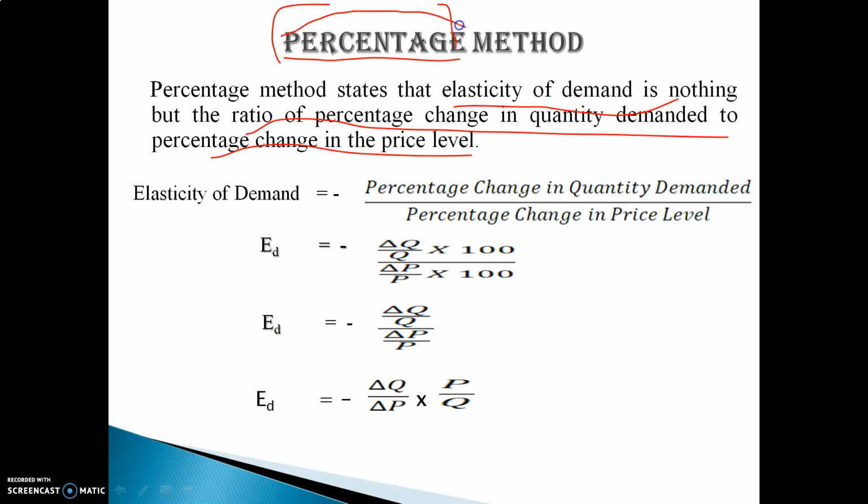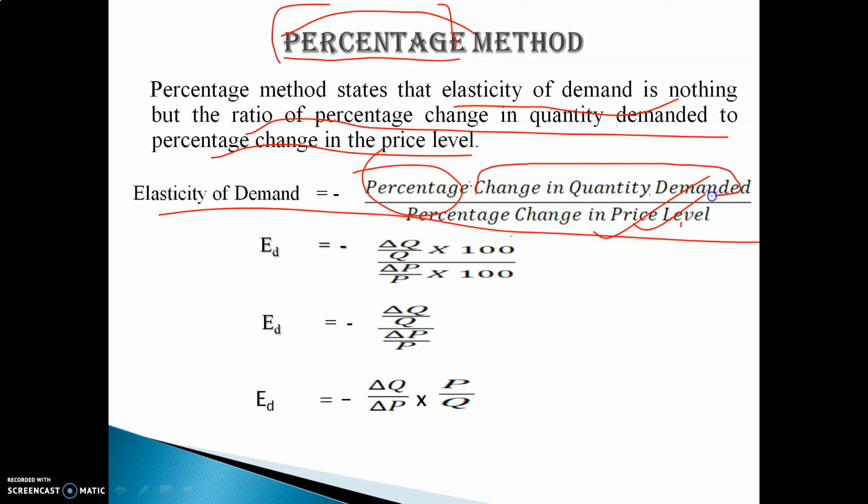Percentage change, see, the percentage term is there in both the two things. This is the formula for calculating price elasticity of demand. Here, percentage change in quantity demanded divided by percentage change in the price level. So percentage means, along with this change in quantity demanded, you need to multiply it by 100, right? We find out the percentage of anything by multiplying it by 100, right? So that's what we are going to do here also.